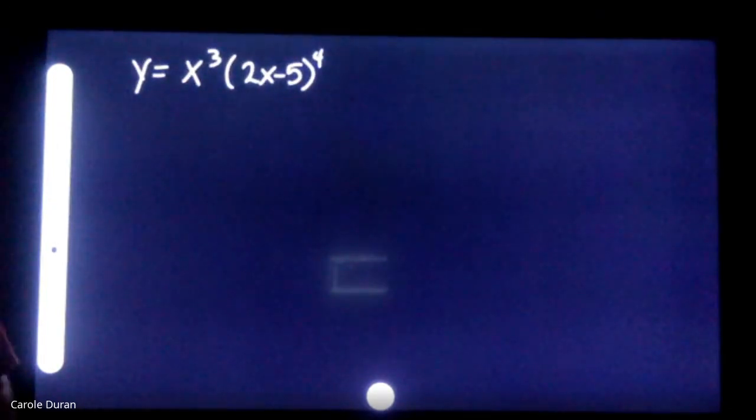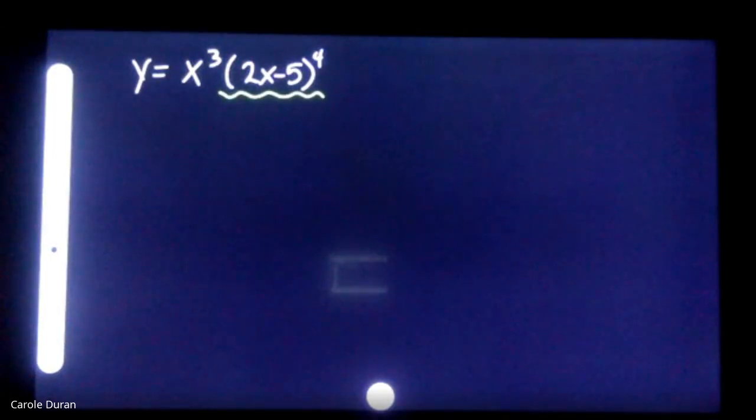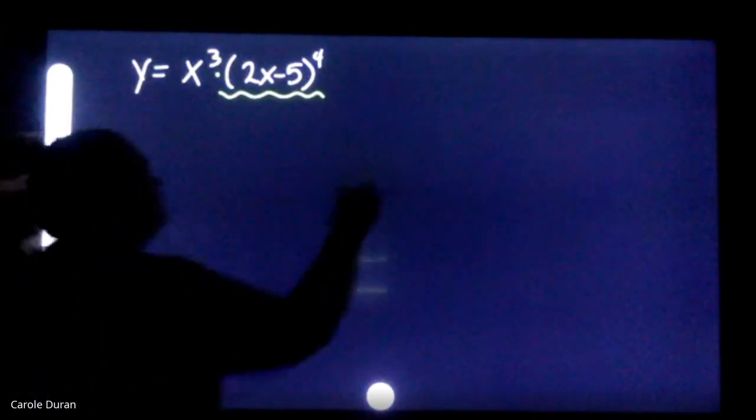Okay, so our next example is y equals x cubed times the quantity 2x minus 5 to the 4th power. As we're looking at this, this one is a little bit different than the ones that we have had before because it's not just chain rule, right? I know that this portion right here is going to be chain rule, but it has something multiplied in front of it, which means I'm going to have to do product rule and chain rule on this one.